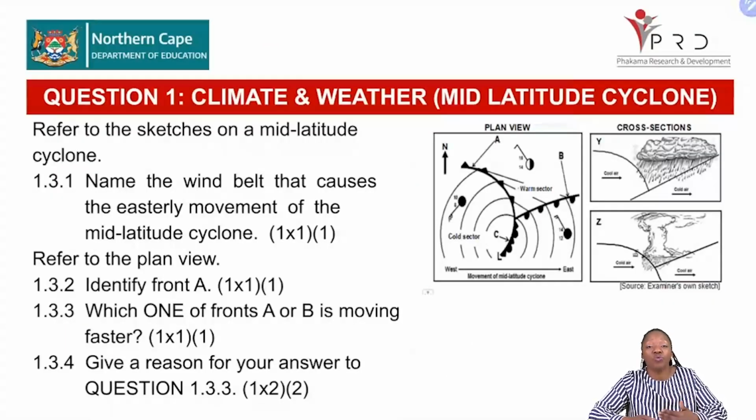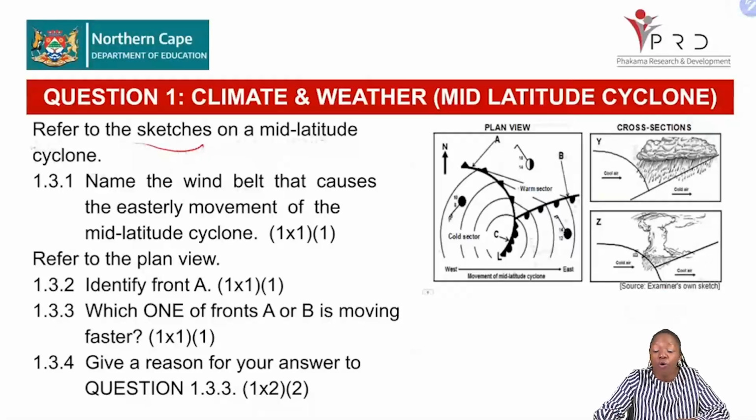So let us go through our revision. Your question 1, the questions will be based on your climate and weather. So like I've said, you need to start with the instruction. It's saying refer to the sketches on the mid-latitude cyclone. So you are given a plane view, and you are given a cross-section. So it is the sketches.